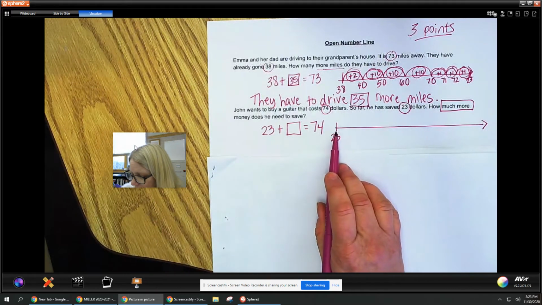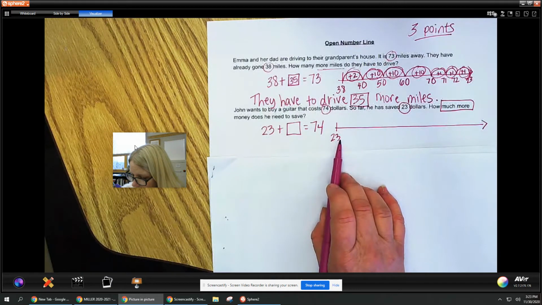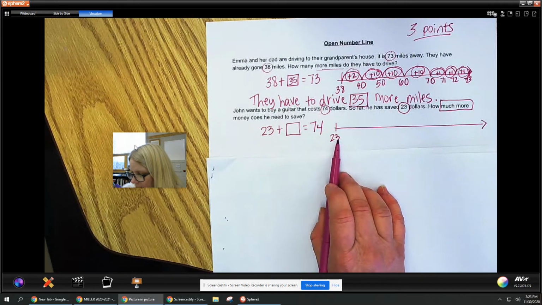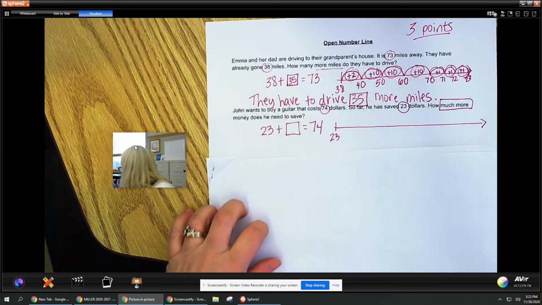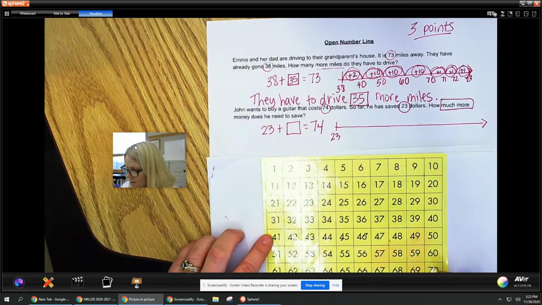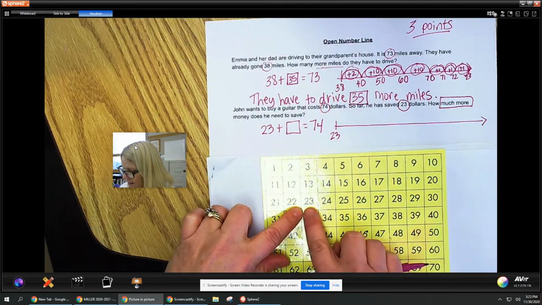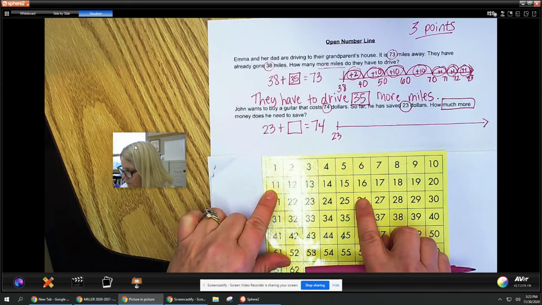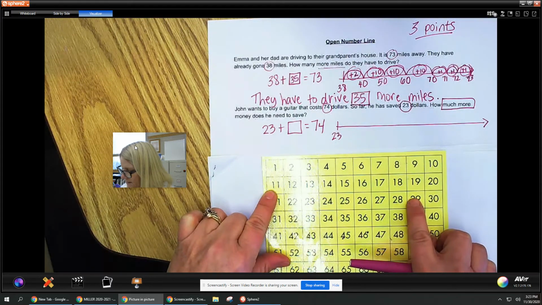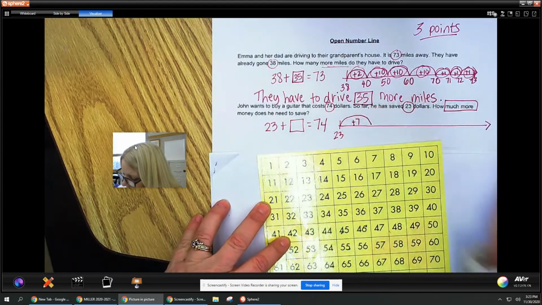So again, you want to try to get to a number that ends in 0. So the closest number for me here is probably going to be 30. So if I need to get to 30, so I might even use my number line, or excuse me, my hundreds chart. So if I'm at 23 and I need to get to 30, that would be 1, 2, 3, 4, 5, 6, 7. So I'm going to add 7 right there, and that's going to give me 30.